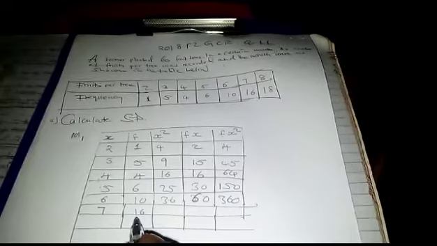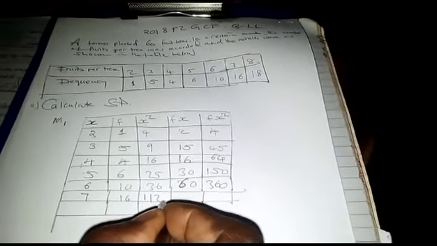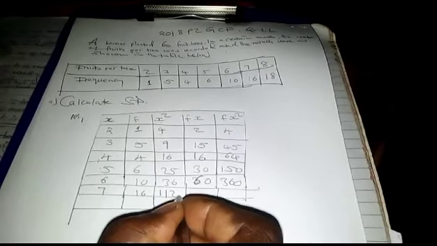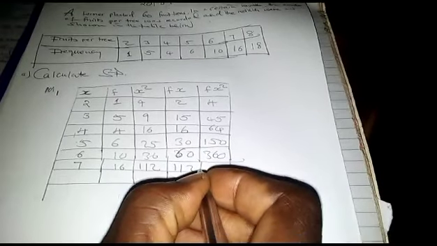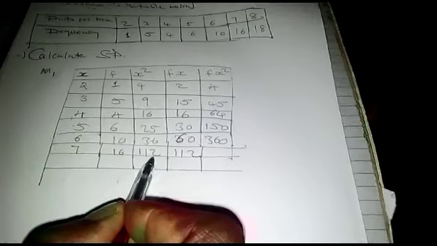So what you do, this is 6, then move on to the one with this 7 here. Then the frequency is 16. So I'm going to multiply 16 by 7. So we're going to have 112. Then fx, that is 16 times 7, we're going to have 112 again. Okay, so if you just verify this one, 16 by 7, we're going to have 112.